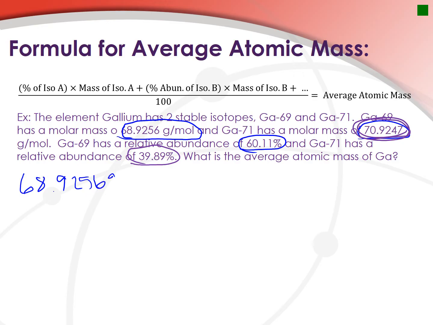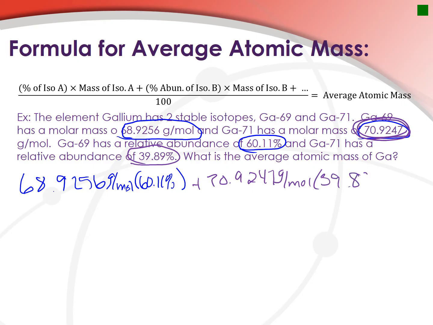68.9256 grams per mole times its percent, which is 60.11%. Then we are going to add the next isotope. So that would be 70.9247 grams per mole. And don't worry about these units. We're going to get into that next semester. Just write them right down right now. Times its percent, so 39.89%.